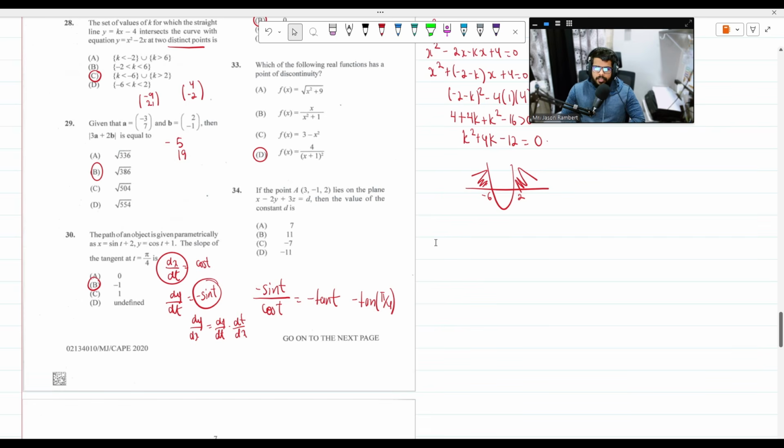If the point A lies on the plane, then the value of the constant D is, we'll just plug in the x, the y, and the z. There's x, there's y, this is z. So we're going to get x minus 2y plus 3z. So 3 plus 2 plus 6, we're going to get 11.